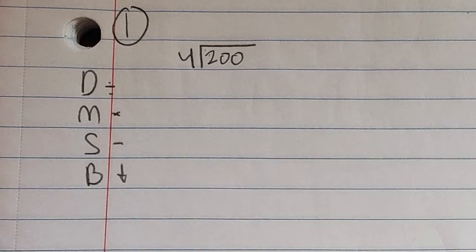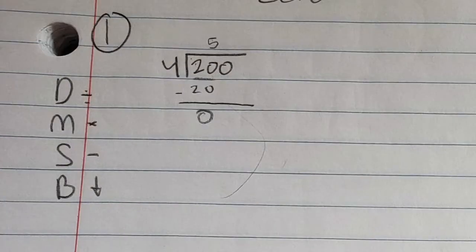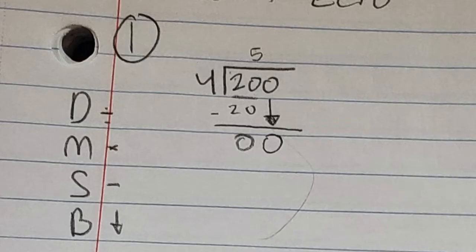Can 4 go into 2 at all? No. So instead of focusing on just the 2, we focus on the 2 and the next digit over, which in this case is 0. So now we figure out how many times can 4 go into 20. Answer is 5. Put it up on top. 5 times 4 is 20. Subtract is 0. Next we bring down our 0 that's still up there.